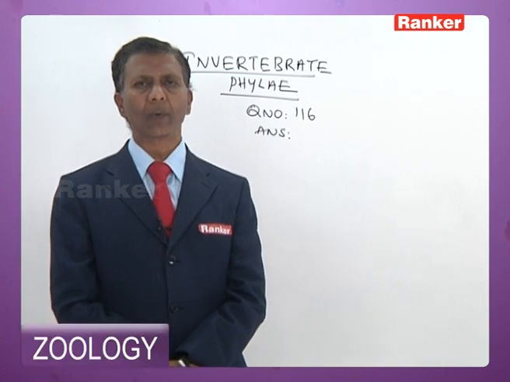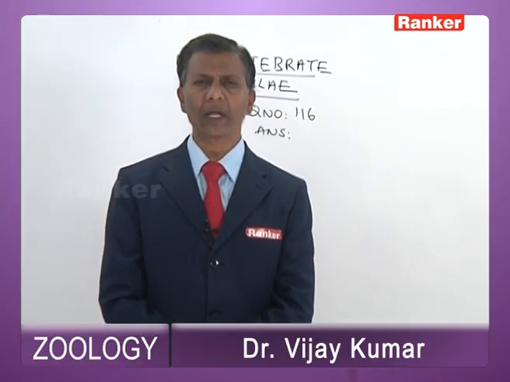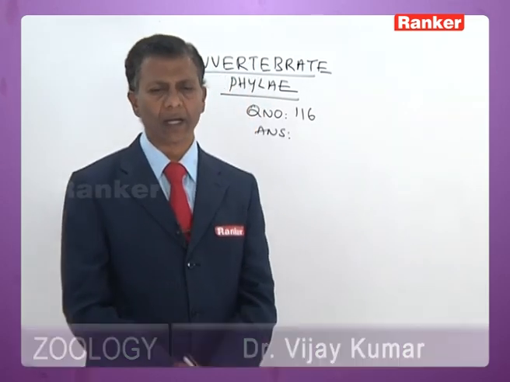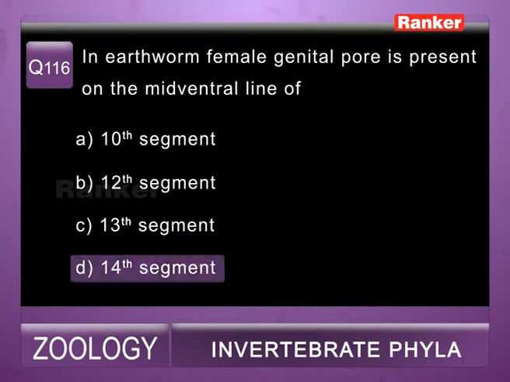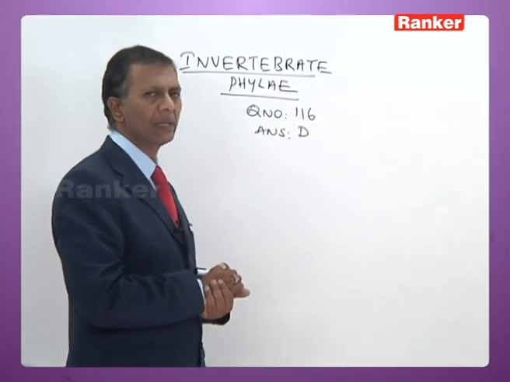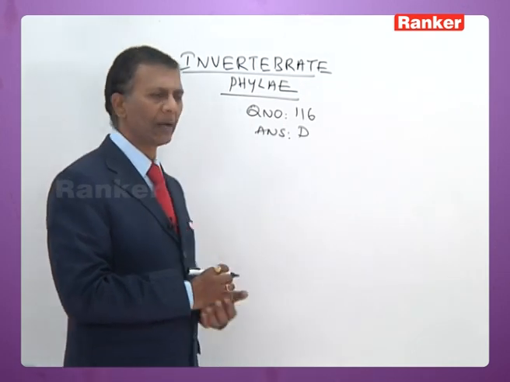You know very well that earthworm is a hermaphrodite here now. It has got a single female genital pore on 14 segment, while male genital pores are paired, they are present on 18 segment. So for the 116th question, correct answer is D. That is, the female genital pore is present midventrally in 14th segment.